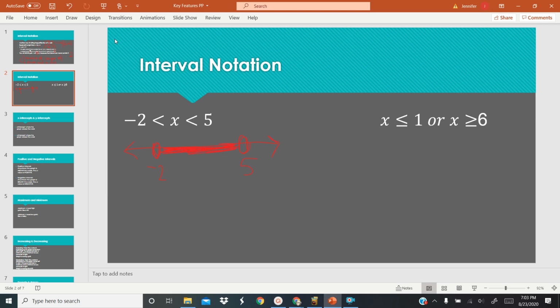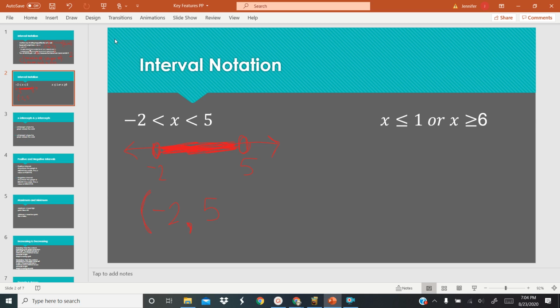Then when you're trying to write that in interval notation, you need to look at the shaded area. The shaded area starts at -2, so that's your smaller number, and it ends at 5, so that's your larger number. Since they're open circles, I'm going to start with a parenthesis, and then my smallest number on here is -2, and my largest number on here is 5.